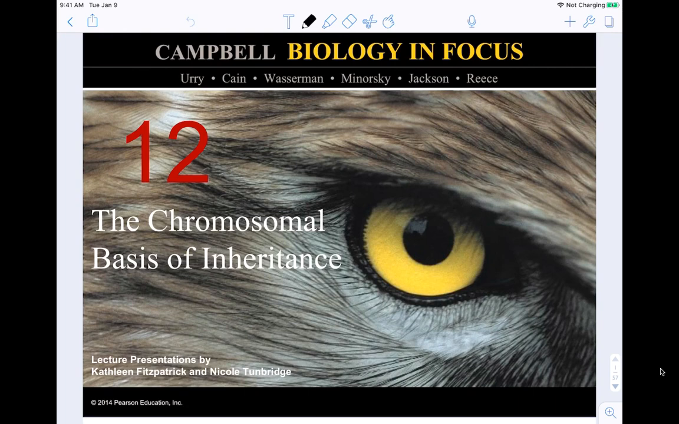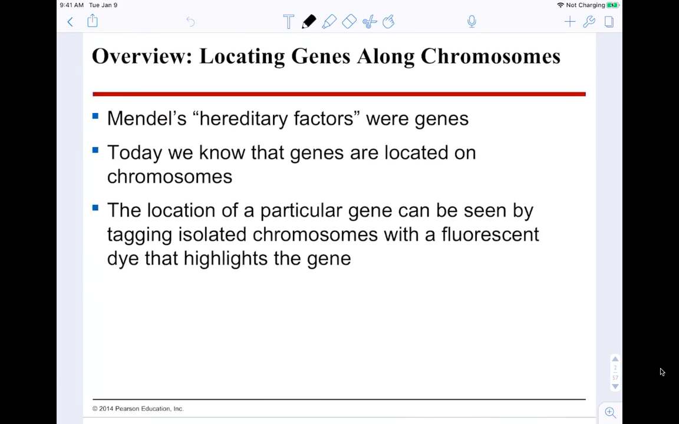It's going to talk about the chromosomal basis of inheritance. So we'll start off with an overview: locating genes along chromosomes. Mendel's hereditary factors, what he called genes, we now know are located on these things called chromosomes.